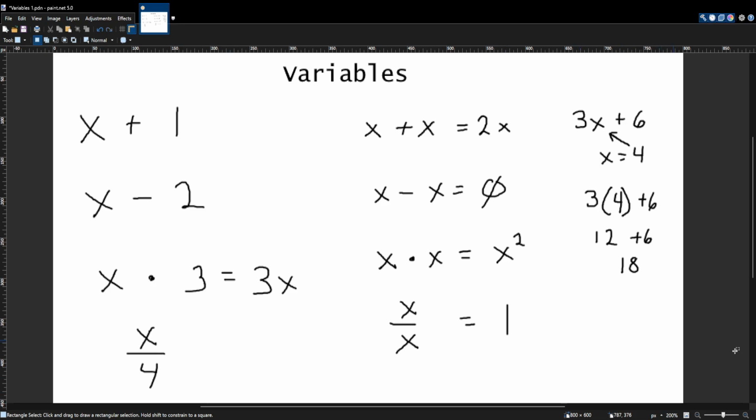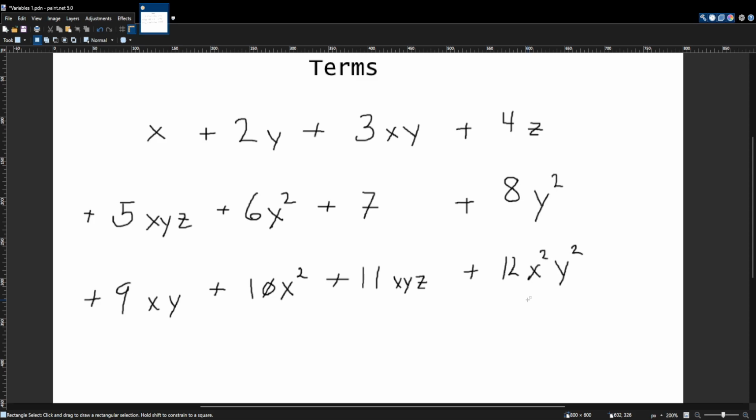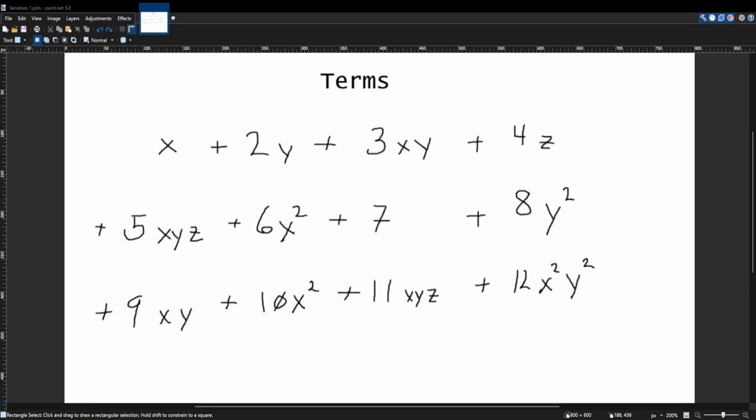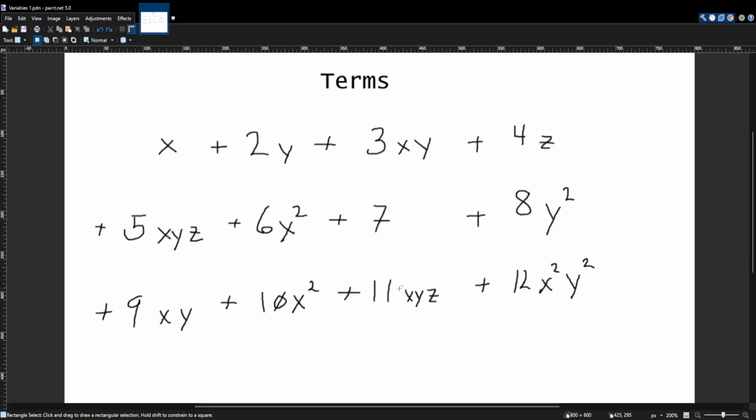So let's talk about terms. A term is a group of constants and/or variables multiplied and divided together and separated by plus signs or minus signs. Here's an example of 12 different terms. We've got a constant term, we've got a variable term, and we've got a number of terms that have both a constant and a variable in them.